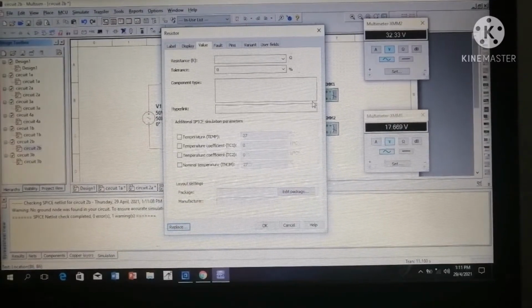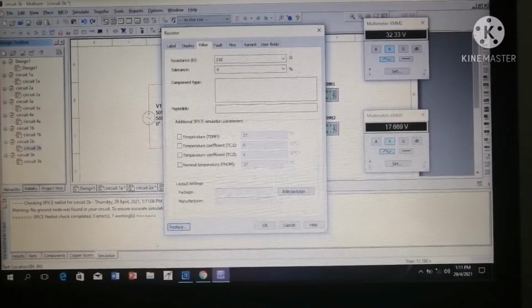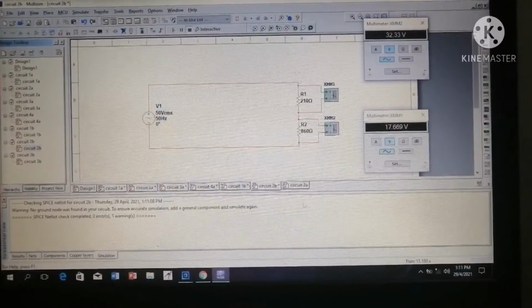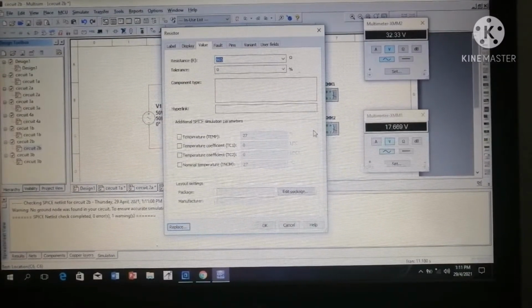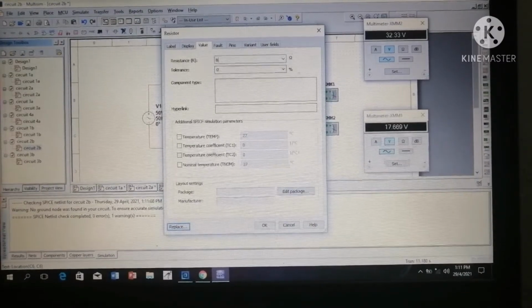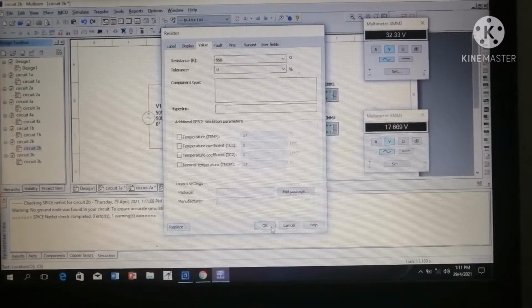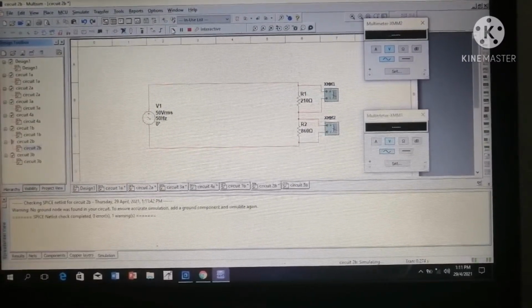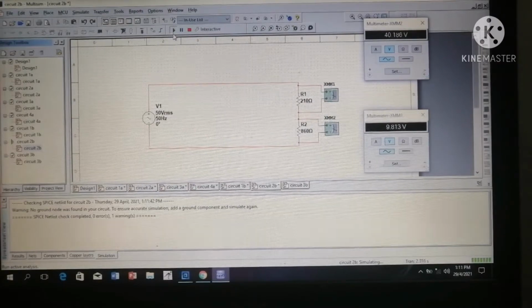I change the value of the first resistor to 210 ohms, and change R2 to 860 ohms. Run the simulation back. Then the first multimeter gives 40.189 volt, and the second multimeter gives 9.813 volt. Alright, so that's all for activity number 2B.